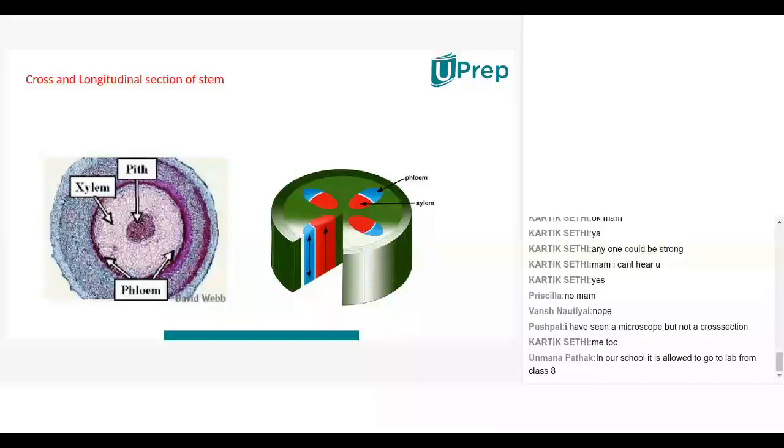Now what is a cross section of a stem? First and foremost, you take a stem which you can cut, a very thin stem actually, maybe the stem of a very small tiny plant, and you cut the stem. You're not supposed to do this on your own because this involves very sharp blades or sharp scalpels.